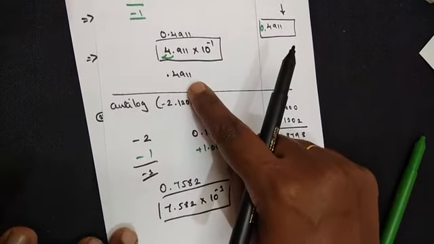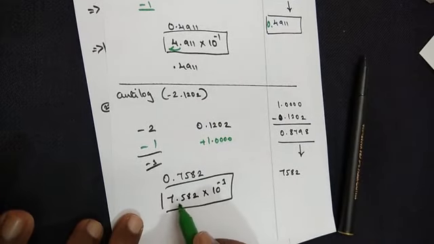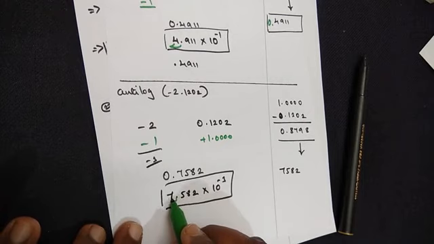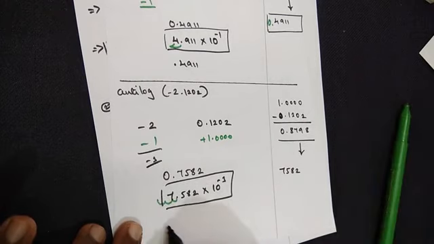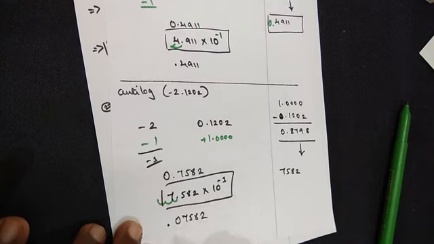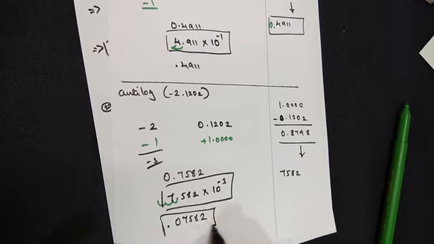Now if you want to write in full in the decimal expression, you have to move the decimal point 3 digits. So when you move 1, 2, 3, the final answer will be 0.007582. So this will be your final answer.